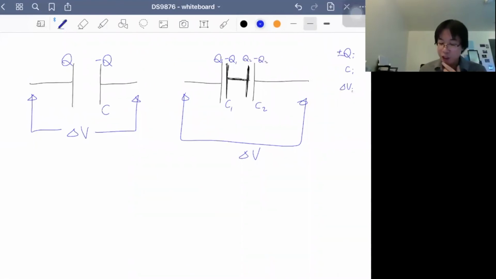So what can we say about the charges? For the left side, I immediately know that Q is equal to Q1. It's just, this side is literally this side. I've just inserted a metal here. It's not going to change anything. This is the overall potential difference, right? So immediately on the left, I see that Q is equal to Q1.